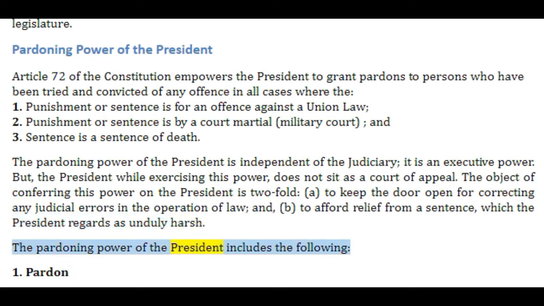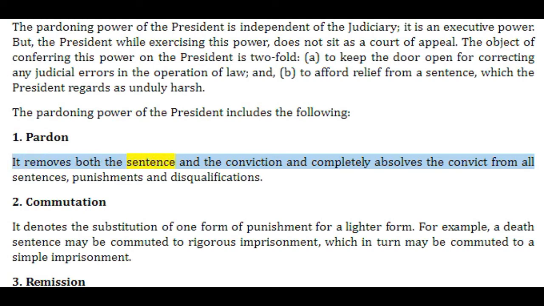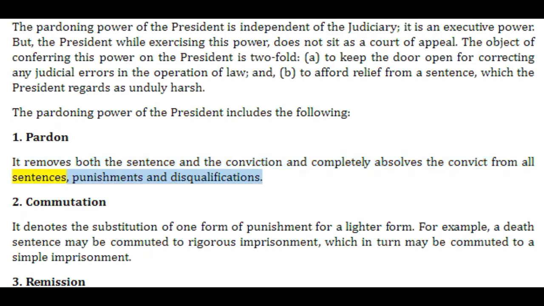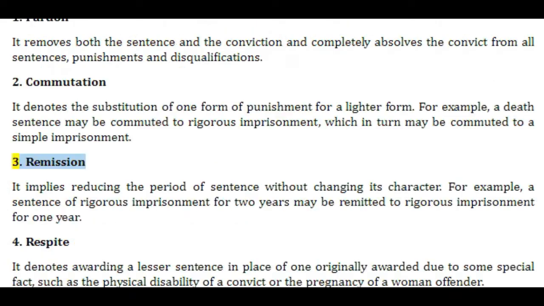The pardoning power of the President includes the following. 1. Pardon. It removes both the sentence and the conviction and completely absolves the convict from all sentences, punishments, and disqualifications. 2. Commutation. It denotes the substitution of one form of punishment for a lighter form. For example, a death sentence may be commuted to rigorous imprisonment, which in turn may be commuted to a simple imprisonment.